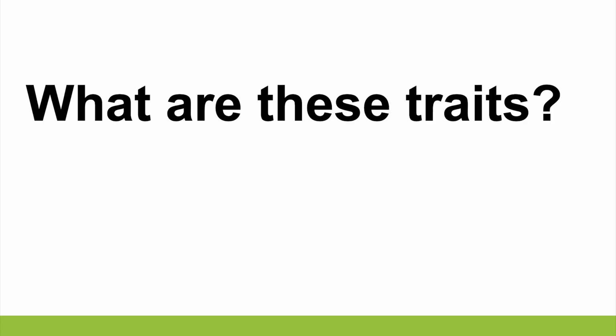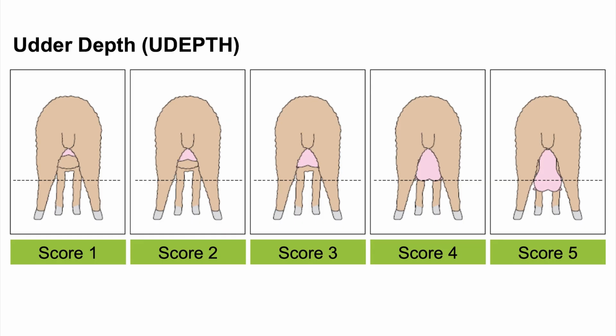So what exactly are these traits? The first is what we call udder depth, and this measures the size of the udder in relation to the hock. So here, a score of 3 is considered desirable, where a score of 5 is considered least desirable because it's associated with higher risks of mastitis and also injury.